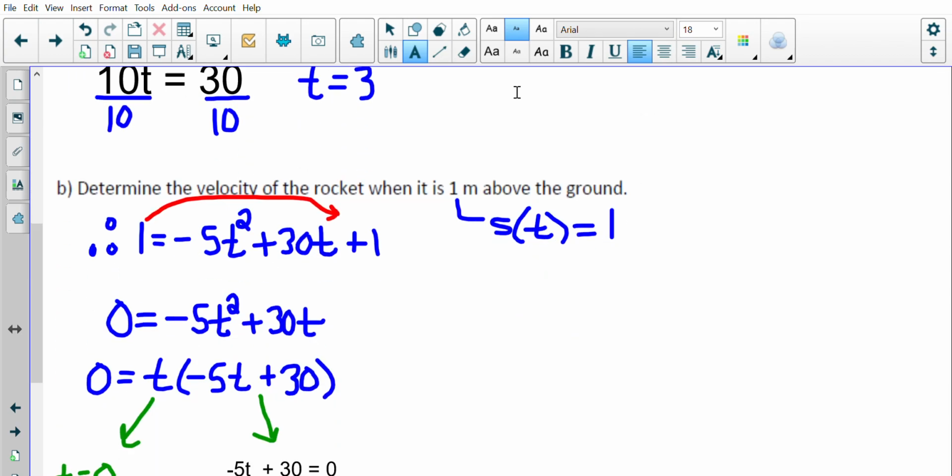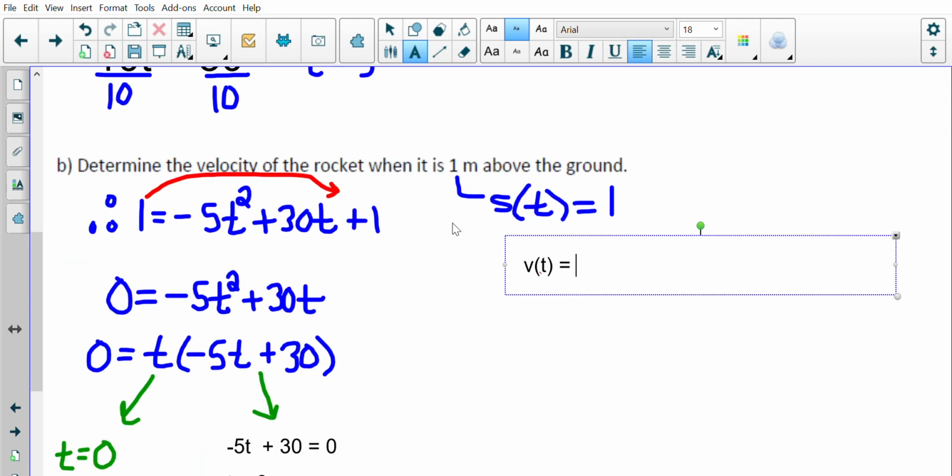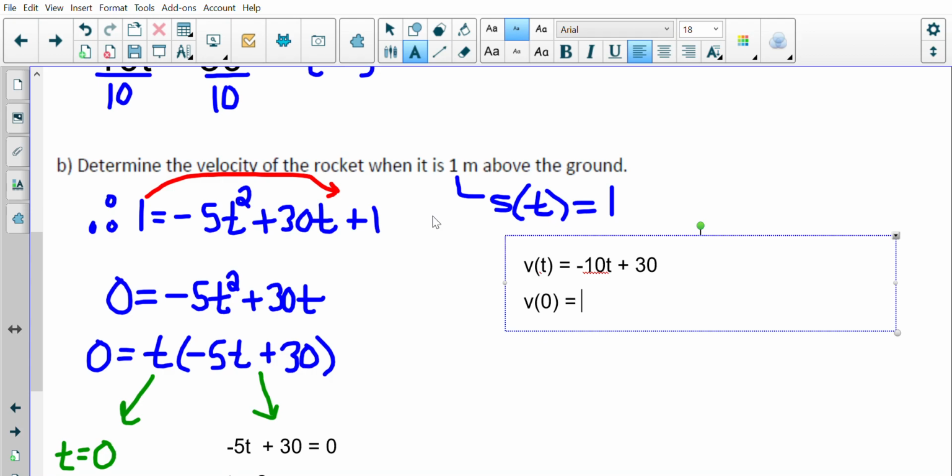All right, so I'm going to write that down first: v of t, our velocity function, is equal to, whoops, forgot already, negative 10t plus 30. So I'm going to have to substitute into this equation twice. The first time, I guess we'll go with the start, v of 0. I'm just going to put 0 in for t, so it looks like it's just going to be 30 meters per second.